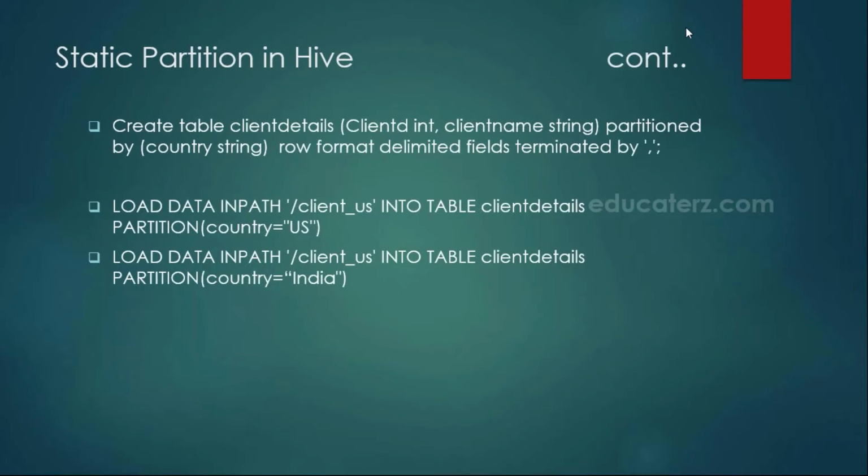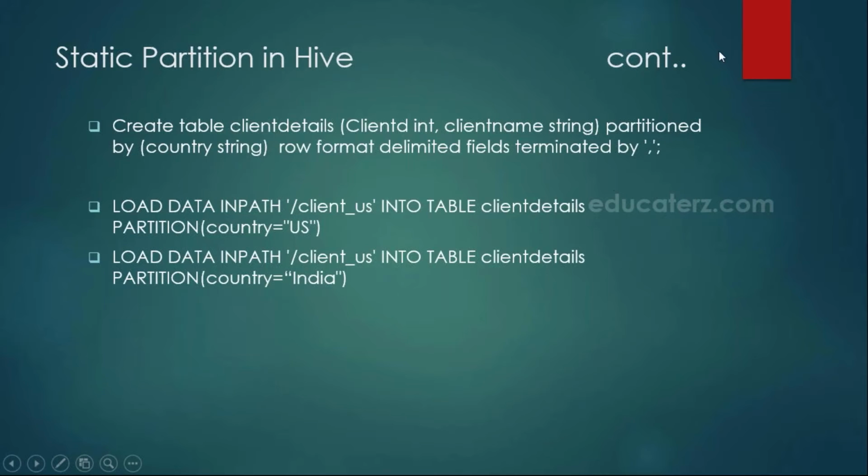To see the example of the static partition, here we are creating a table called client_details, consisting of a client ID and the client name. And here we are using PARTITION BY on country. As I mentioned, we can use the PARTITION BY clause, and with the help of that we will be specifying the partition column. The rest of the fields are the same: row format delimited, fields terminated by, and everything else.